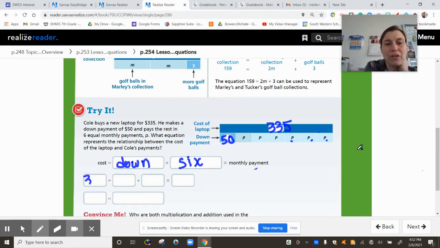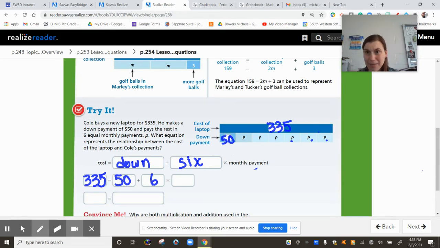So this is where the magic happens. This is the $335 because that's the total amount. Here's the down payment that he paid up front. Plus, he's going to pay 6 monthly payments. Now, if I stop there and just write plus 6, 56 does not equal $335.